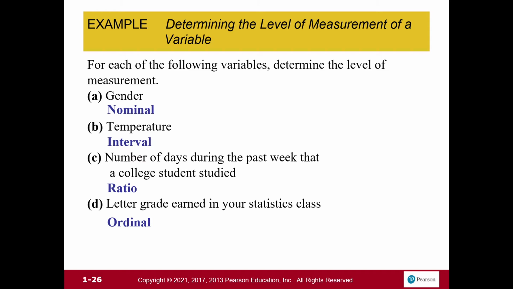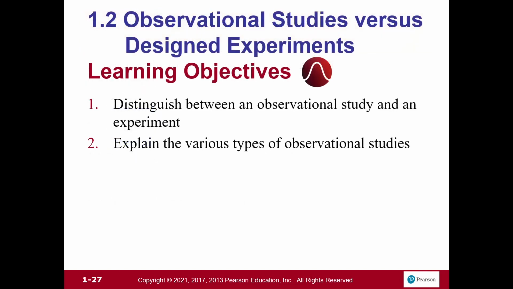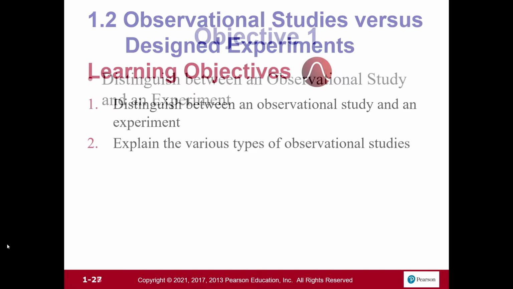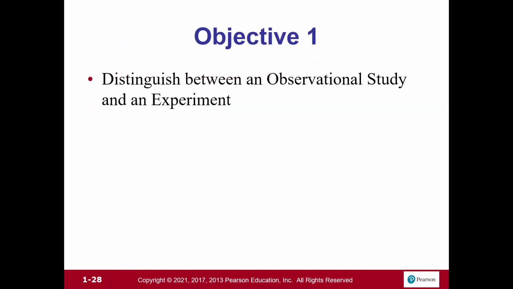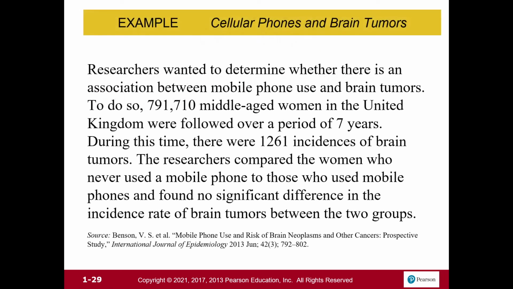All right. So now we're going to venture off into section 1.2. Observational studies versus design experiments. And there are only two different objectives in this particular section of chapter 1. Distinguish between observational study and experiment, and explain the various types of observational studies. So let's go with the first objective here.